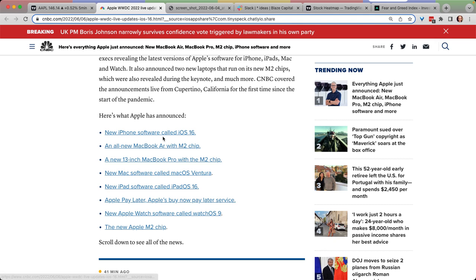A new Apple software called iOS 16, largely anticipated. They always update it. All new MacBook Pro with M2 chip, and it's also fanless. That's pretty interesting. It's pretty innovative too. New MacBook 13-inch Pro with M2 chip. New Mac software called macOS Ventura. New iPad software called iPadOS 16. There were some pretty cool updates on iPadOS as well.